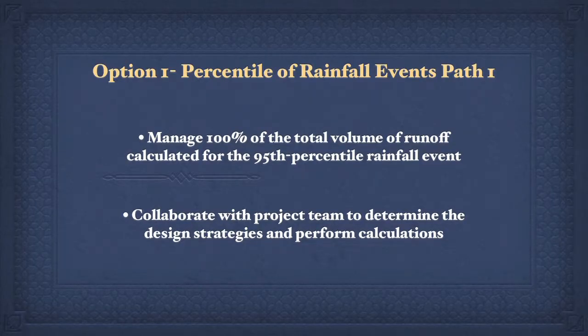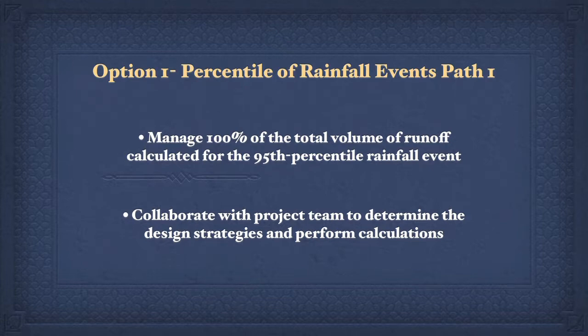Now, the final step for option 1 is to design strategies to manage runoff on site. Incorporate green infrastructure and low-impact development strategies into the site design to manage on site 100% of the total volume of runoff calculated for the 95th percentile rainfall event and the project's developed conditions.